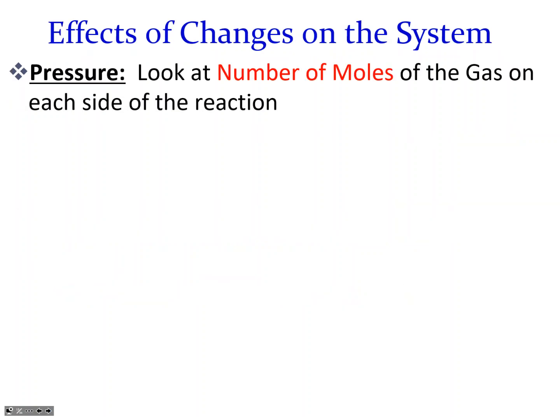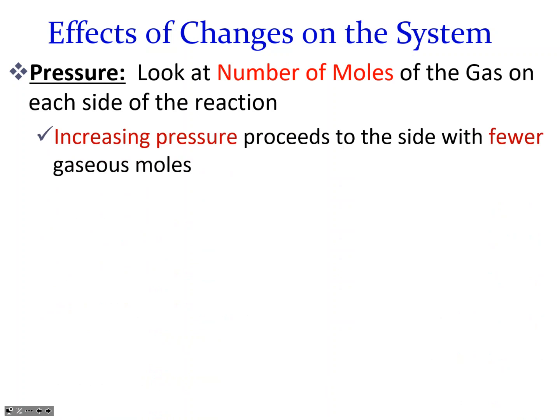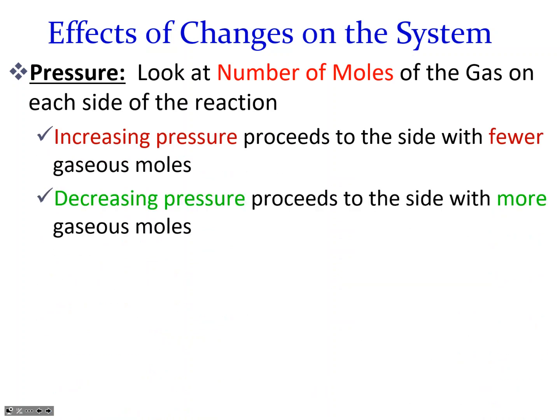All right, pressure. Number of moles, you have to count. So look at the moles of gaseous products and reactants. You need to count them before you begin to decide which way it's going to go. So increasing pressure proceeds to the side that has fewer gaseous moles. Decreasing pressure is going to go to the side that has more gaseous moles.